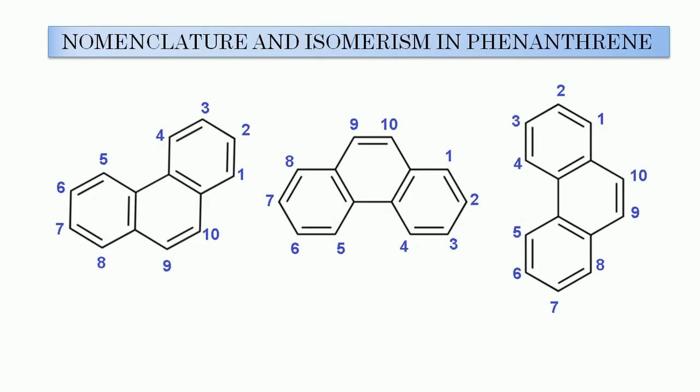Then we come to the nomenclature. In the case of phenanthrene, there are a total of 14 carbon atoms, but the substitutions and disubstitutions will occur only from carbon number 1 to 10. And in this case, all the carbon atoms and the hydrogen atoms attached to them are not identical. So there are 5 sets of equivalent pairs of carbon atoms.